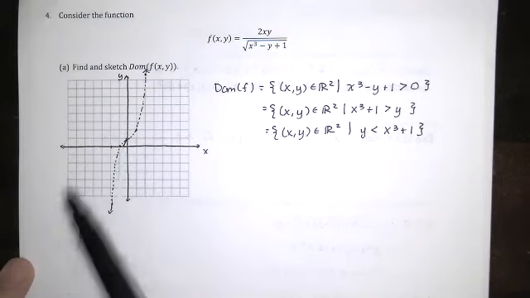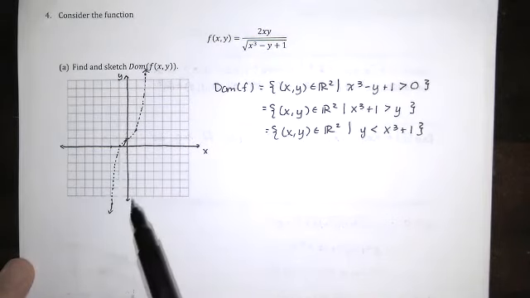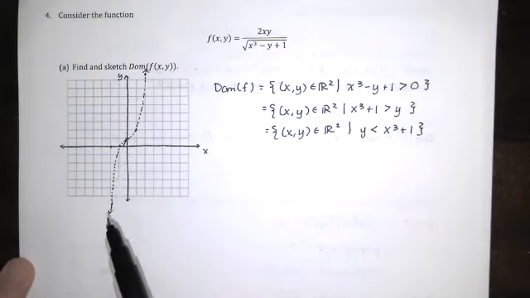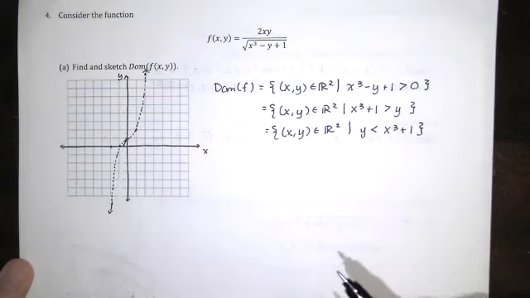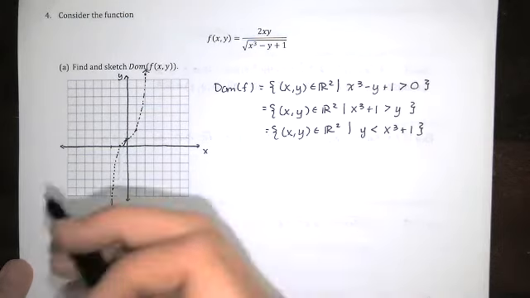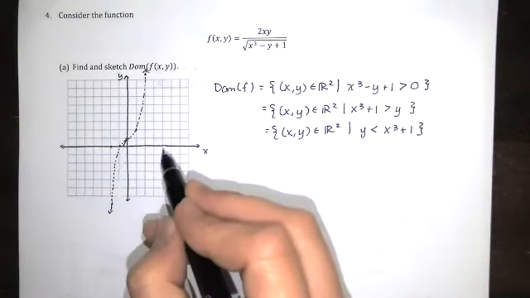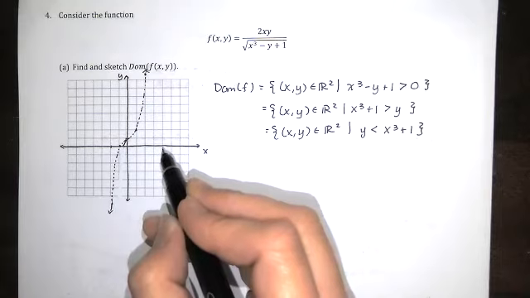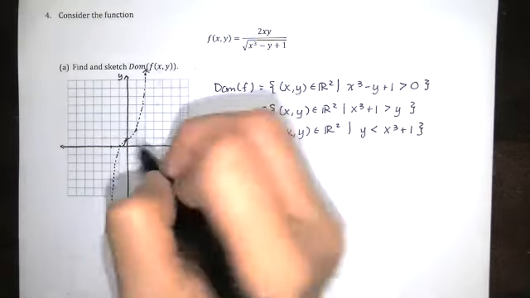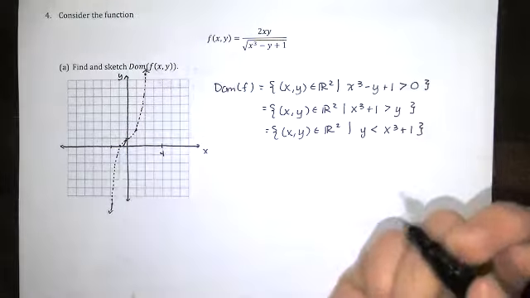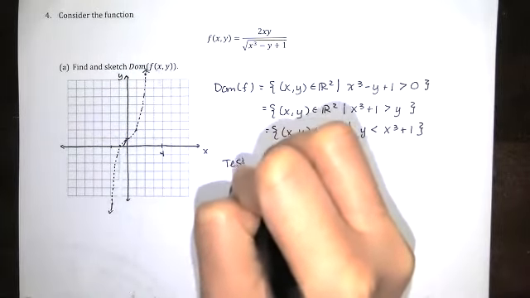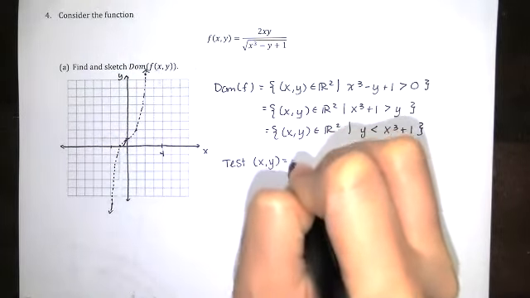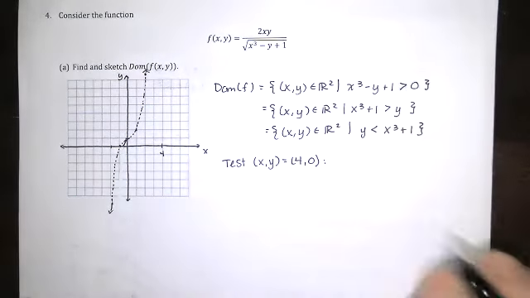But just to check, you can plug in an xy pair that does not lie on this curve and see if it satisfies the inequality. If it doesn't satisfy the inequality, you shade the other side. If it satisfies the inequality, you shade the side where the xy pair is. So I'll pick a really obvious point. This point is not on the curve. It's x equals 4, y equals 0. So we're just going to test x, y equals 4, 0, and see what we get.